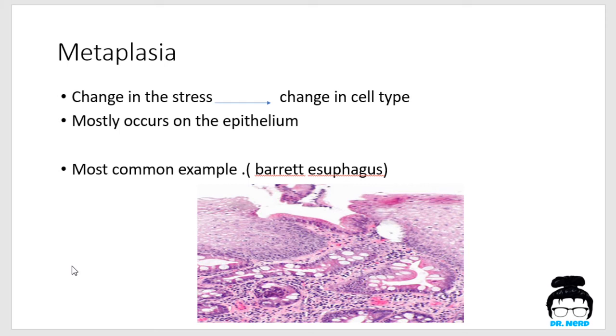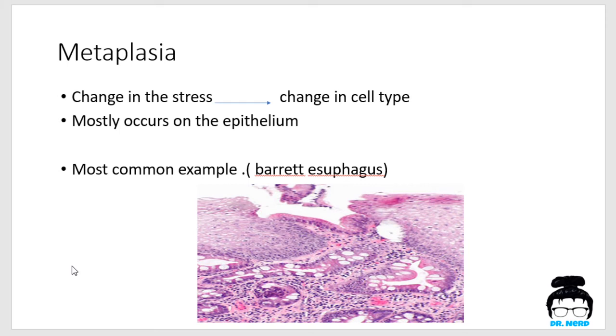After we talked about what will happen if we increase and decrease the stress on the cell, we will talk now about what will happen if we change the stress. Changing the stress on the cell will lead to changing the cell type, and it usually occurs on the epithelium. The most common example is Barrett's esophagus. So what happens in Barrett's esophagus?